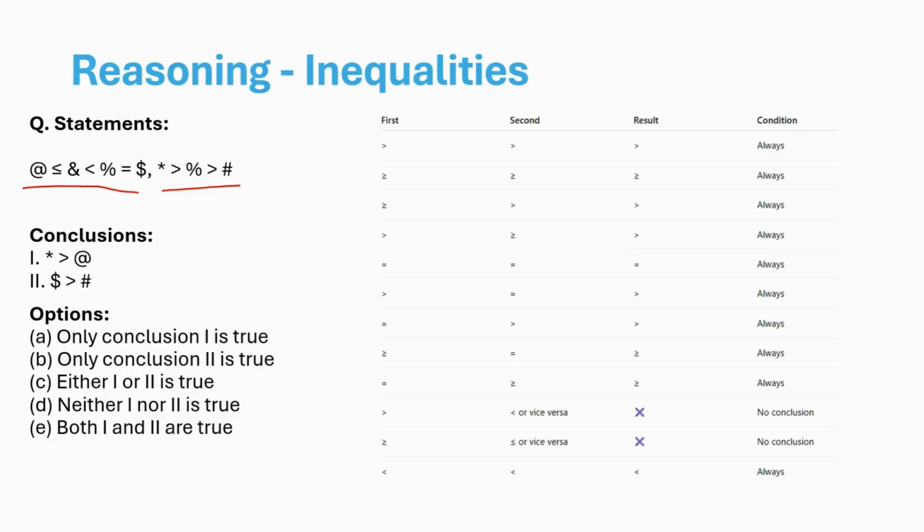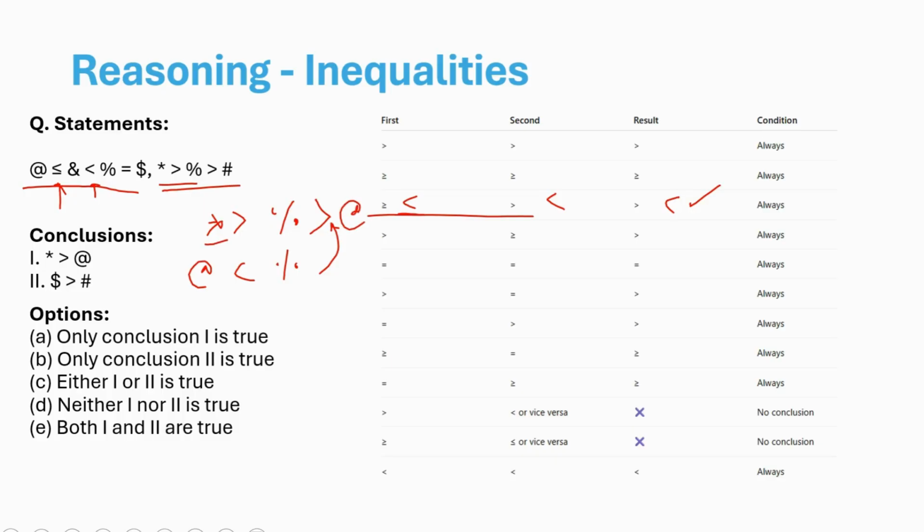Star is greater than at the rate. So this is star, and star is greater than percentage. Now percentage is related with at the rate, so they are using less than or equal to, and less than sign. If I change the direction, less than or equal to, and less than, then we get less than. By this definition at the rate is less than percentage. If I combine this, I can say percentage is greater than at the rate. So star is greater than at the rate. So I can derive the first conclusion correctly.